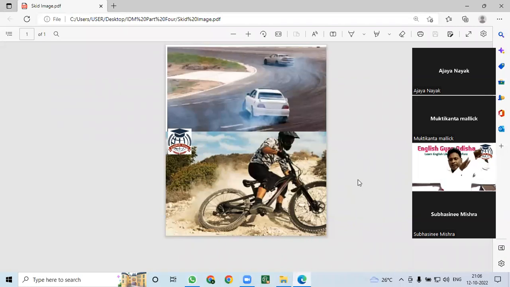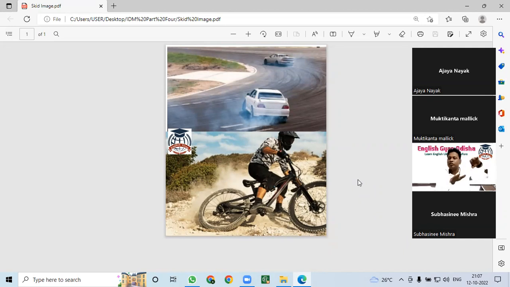Suppose there is a slopy way, in a park, the children slide themselves. So slide is a very common one. But whenever it is a bike, a vehicle, or a bicycle or tricycle, whatever it may be, whenever it slides, it is called a skid. Try to understand. Slide is okay, I don't have any problem with that word.